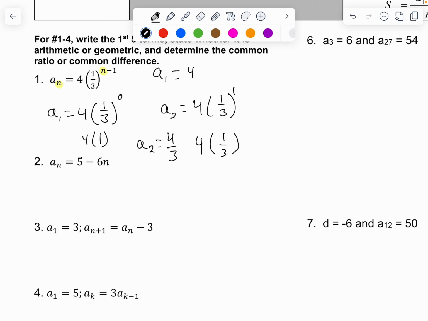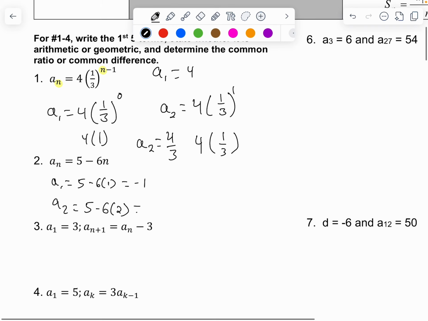Okay, so the same thing is true here for like number 2. We would plug 1s in and figure out what our first term is. So 5 minus 6 times 1. 6 times 1 is 6. So this should give us -1 when we add 5 to that. The value of our second term, 5 minus 6 times 2. That would be -12 plus 5. So we get -7.